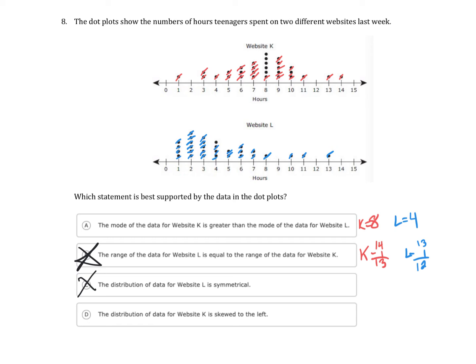The last answer choice, the distribution of data for website K is skewed to the left. So if it said website L, I would think that's a good answer choice because website L is skewed to the left. But website K is pretty much in the middle. Most of the data is in the middle. Most of the data is not over here to the left. So since that is the case, answer choice D is not our answer. So A would be our answer.